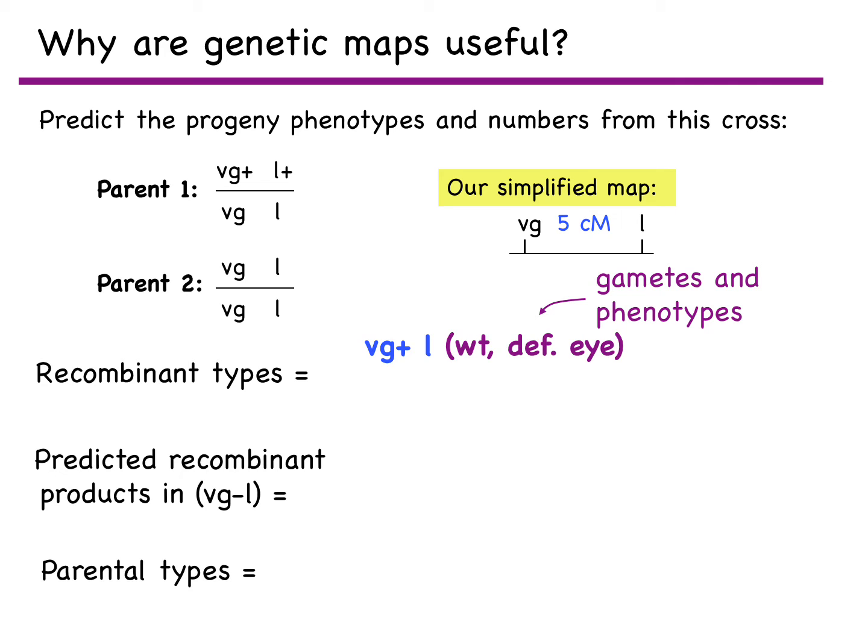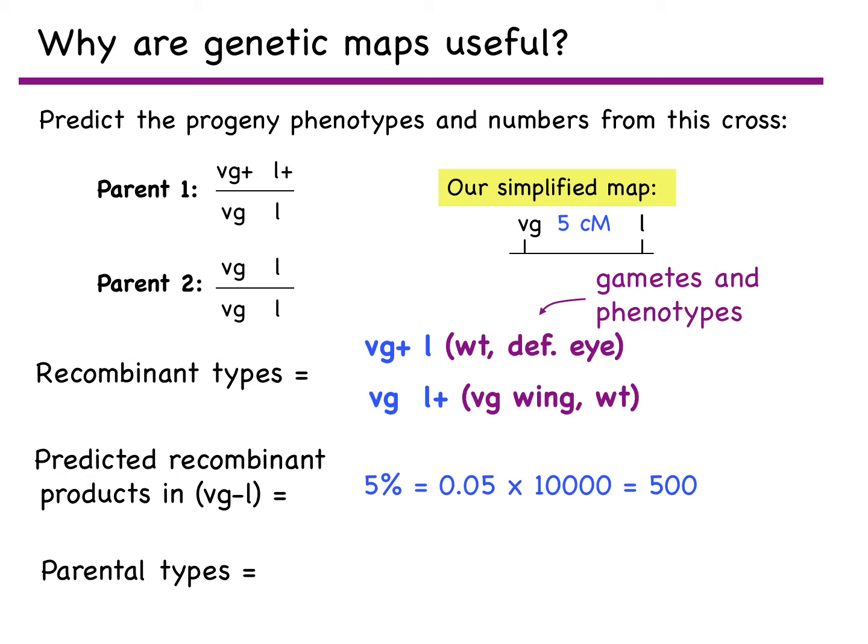And the other recombinant type is just the reciprocal recombinant, which is going to have the recessive allele of vestigial and the dominant allele of lobe. And then the phenotypes of these flies will be that they'll have a deformed vestigial wing and wild type shaped eyes. So what we predict, basically, the number of recombinant products in this interval is we'd see 5% of the progeny, 5% of the 10,000 progeny would be recombinant types.